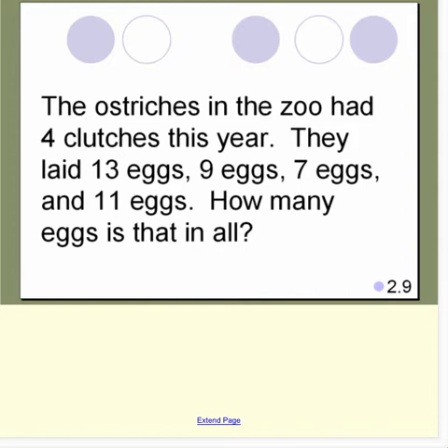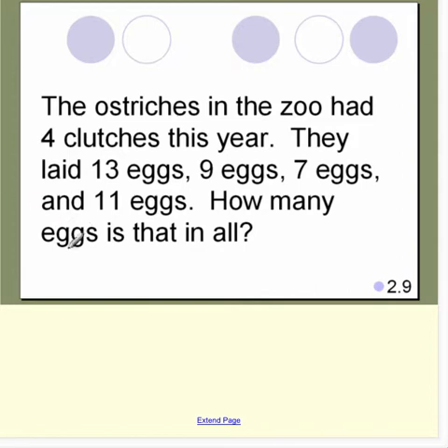Here's an example of a story problem that has a number string inside of it. The ostriches in the zoo had 4 clutches this year. They laid 13 eggs, 9 eggs, 7 eggs, and 11 eggs. How many eggs is that in all?